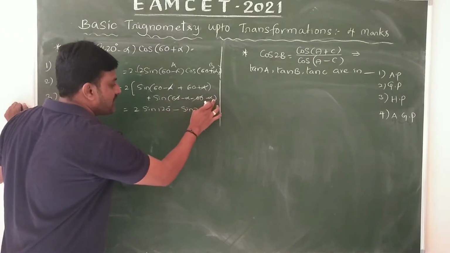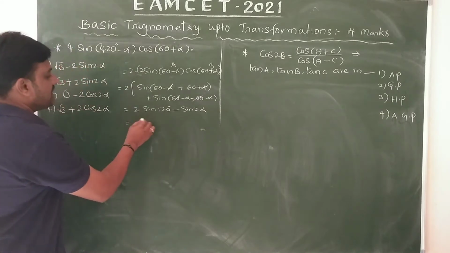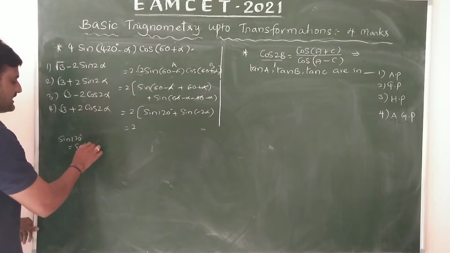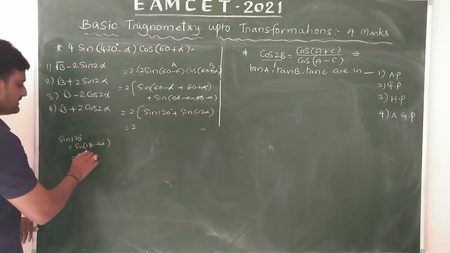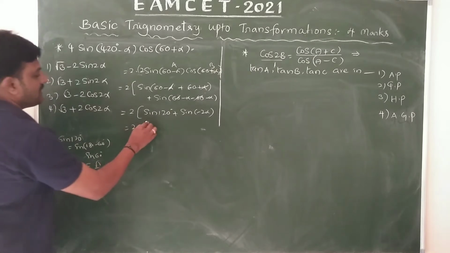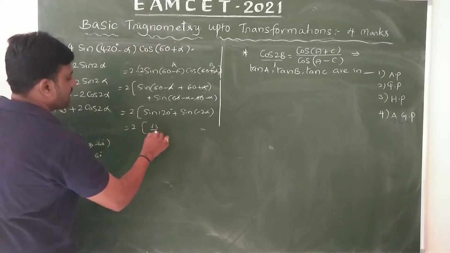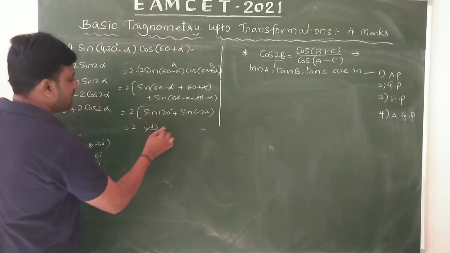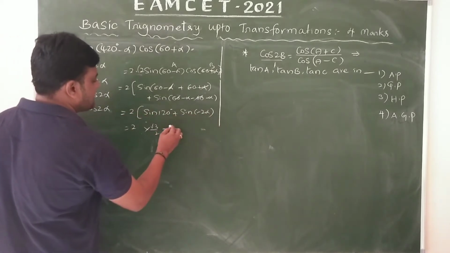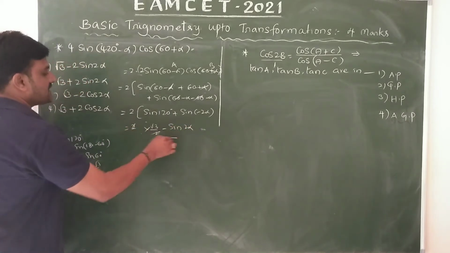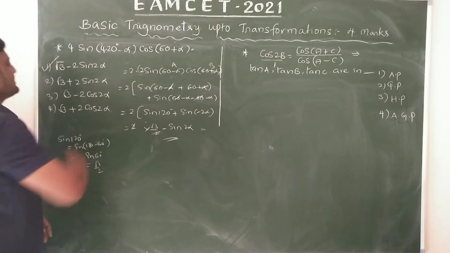Sin minus 2 alpha is nothing but minus sin 2 alpha. And then sin 120 equals what? Sin of 180 minus 60, then sin 60, yes or no? Then it equals root 3 by 2. Root 3 by 2 minus 2 into sin 120, 2 into root 3 by 2, plus sin minus theta is minus sin theta. Yes, and the 2 gets cancelled. The first option is the answer.